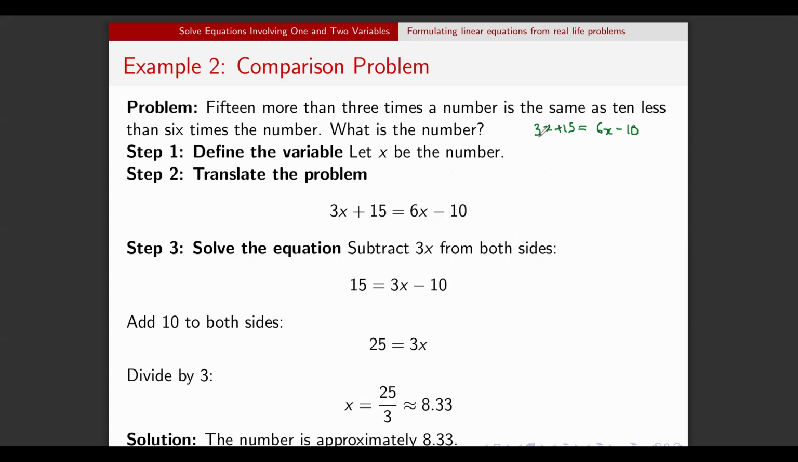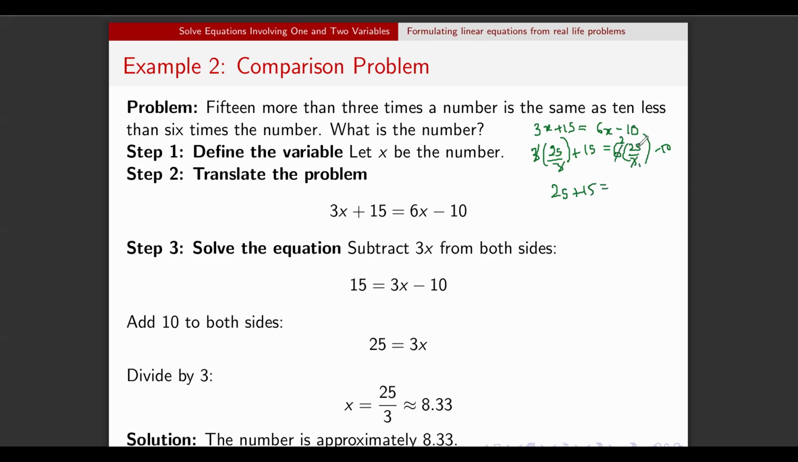Let me verify this answer is correct. This is how you verify. You take 3 times x. We said x is what? 25 over 3, plus 15, equals 6 times x, which is 25 over 3, minus 10. Now, the 3 is canceling the 3. We have 25 plus 15 equals, the 3 cancels out with 6, 2 remain.